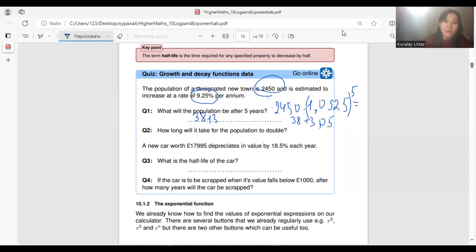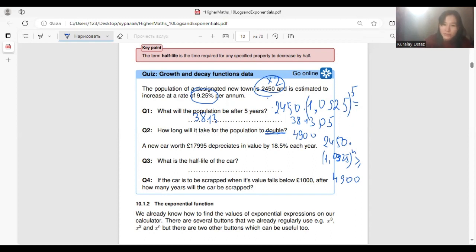So the next question: how long will it take for the population to double? Yeah. So what does this mean? When we say it doubles, the population is 4,900. So what we want to know is when this one, power n, is equal to or bigger than this number.